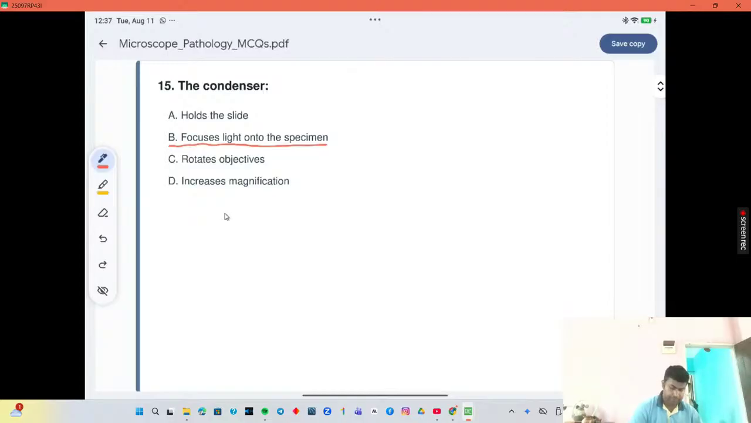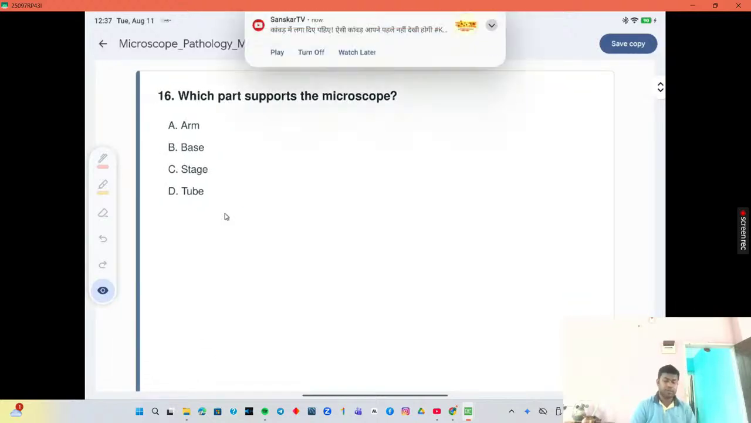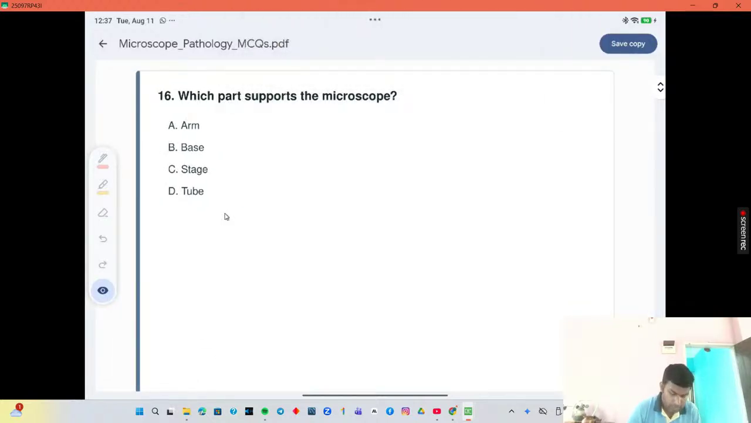Now the next question is given as which part of the microscope supports the microscope? Which part of the microscope supports the microscope? You can see that there is a base in a microscope. So the right answer to this question will be the base. The base part supports the microscope.